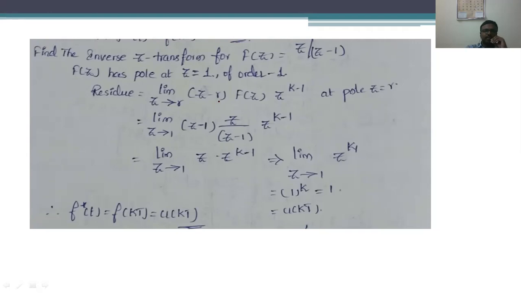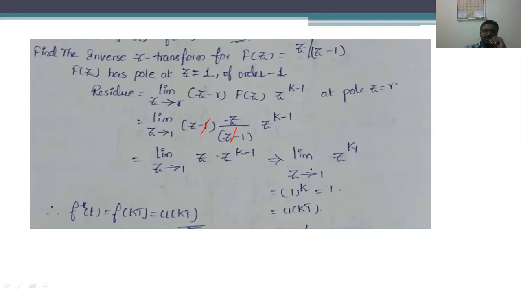So for this one, we are having r is nothing but 1. Therefore, limit z tends to 1, z minus 1 into z divided by z minus 1 is the function, and it has to be multiplied with z power k minus 1. So just multiplying this one, this z minus 1 and z minus 1 are cancelling. We are having limit z tends to 1, z into z power k minus 1. It can be represented as z power k divided by z. So upon calculation of the z, we are having only z power k.